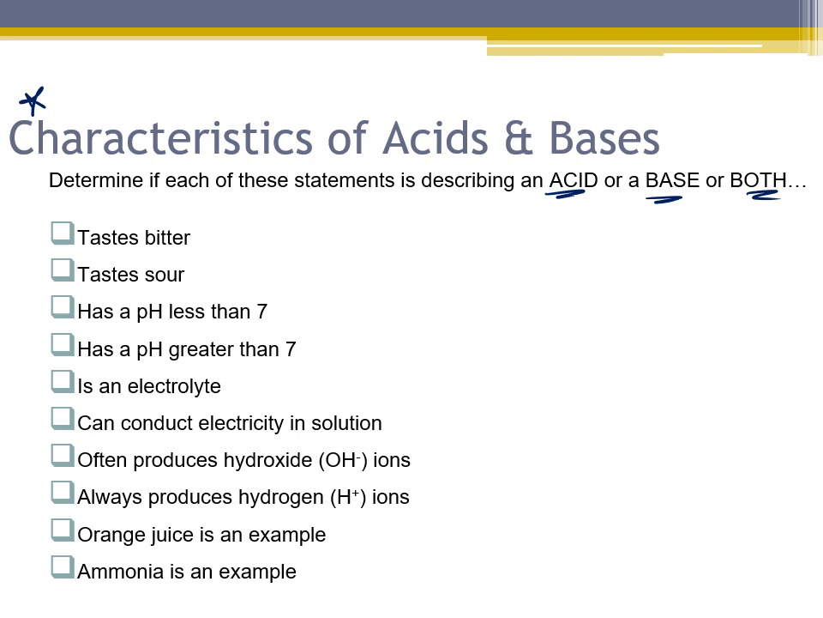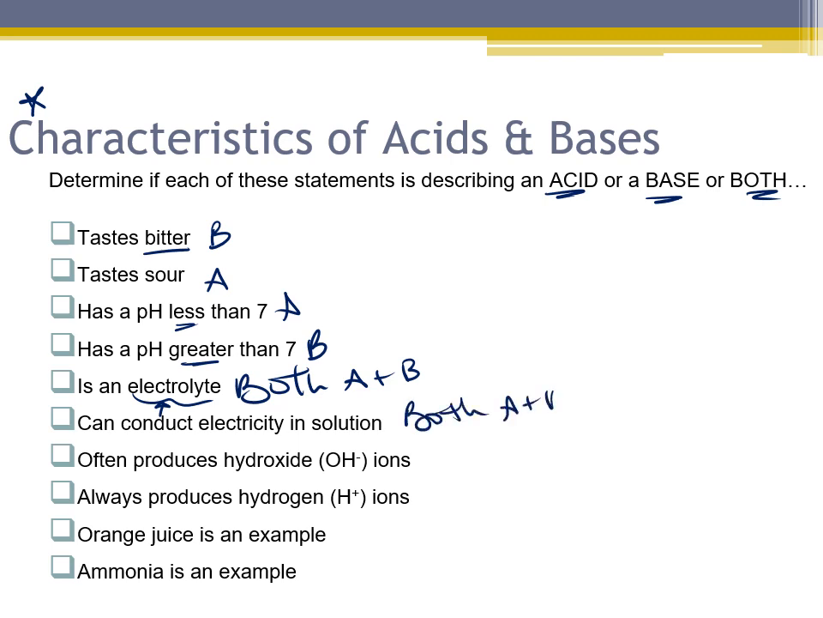Hopefully you decided that bitter are bases. Acids taste sour. A pH of less than 7 is an acid. A pH of greater than 7 is a base. Electrolyte, that's both, acids and bases. Can conduct electricity in a solution. That's the same thing as being an electrolyte, so it's going to be, once again, both acids and bases. What produces hydroxide ions? That's going to be a base. Hydrogen ions are acids. Orange juice is an example of an acid, and ammonia is an example of a base.